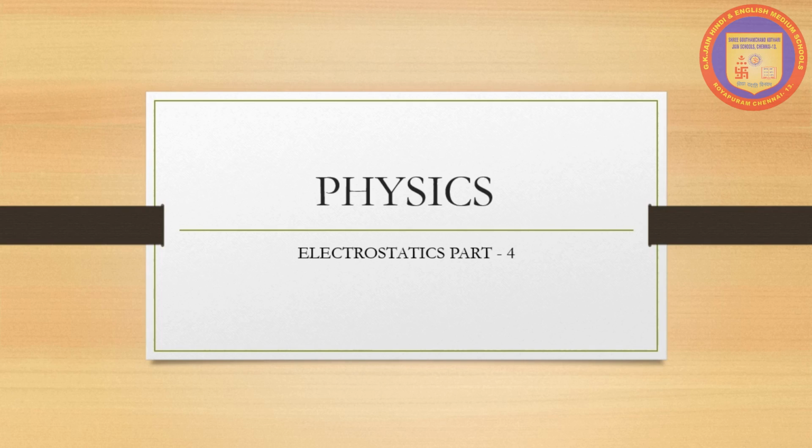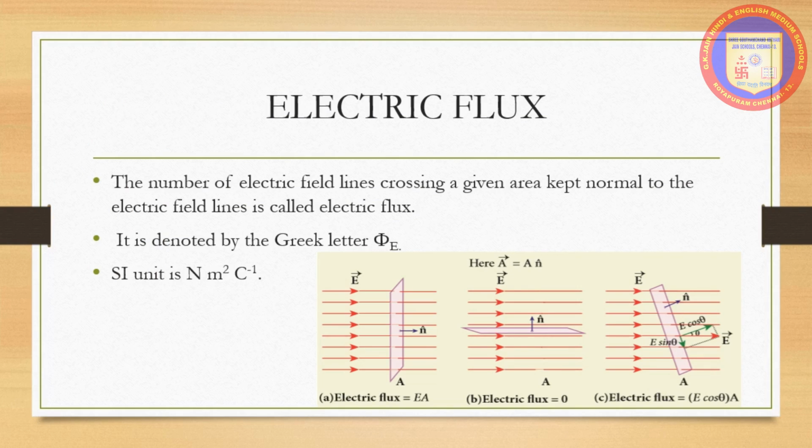Electric flux. The number of electric field lines crossing a given area kept normal to the electric field lines is called electric flux. It is denoted by the Greek letter phi E. The SI unit is Newton meter square per coulomb. Electric flux for uniform electric field.